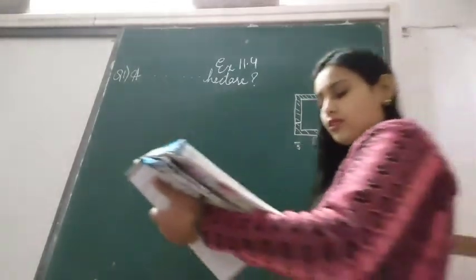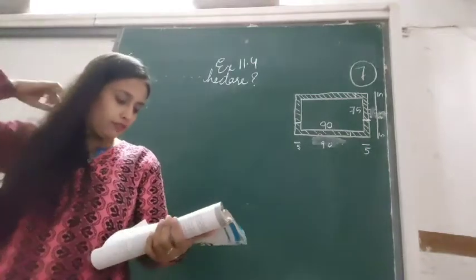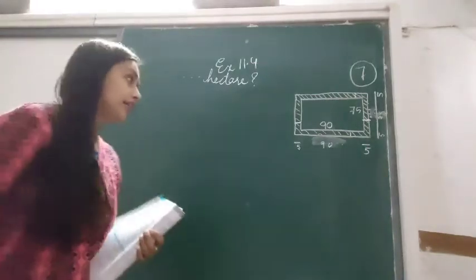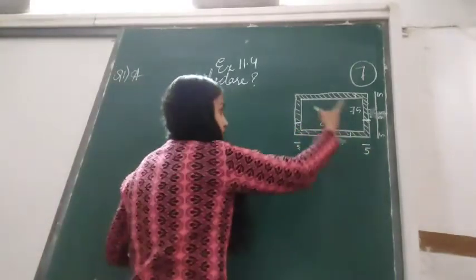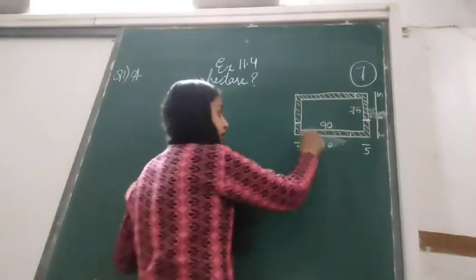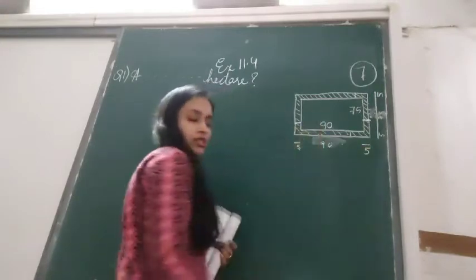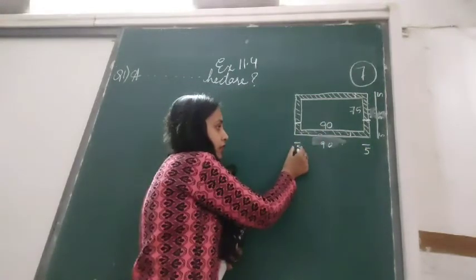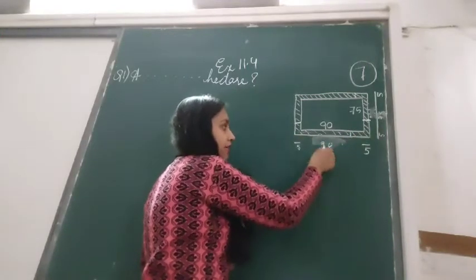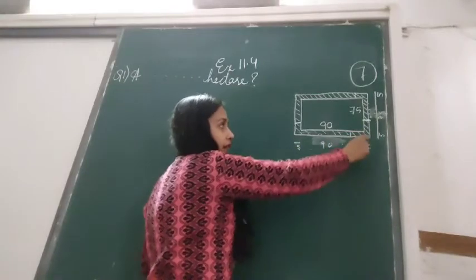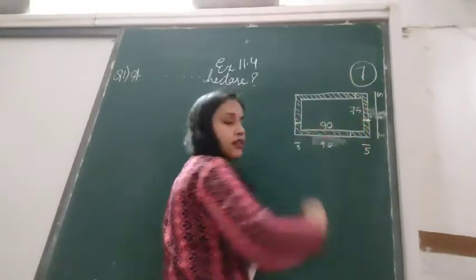So let's start the next part of the question. Find the area of the path. So we have to find the area of the path, meaning this much area. Now children, for finding the area of the path, we need to know the length and the breadth. That is why we discussed this. 5 meters here extra, 5 meters here extra. So the new length is what? 90 plus 5 plus 5. And the new breadth will be 75 plus 5 plus 5.